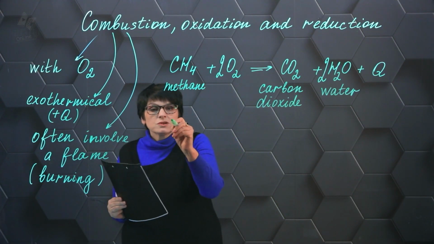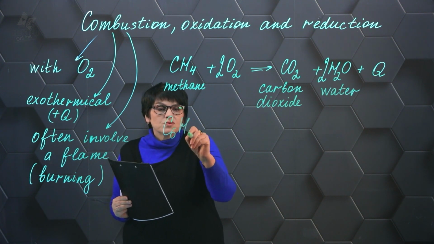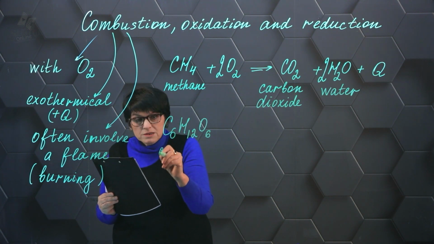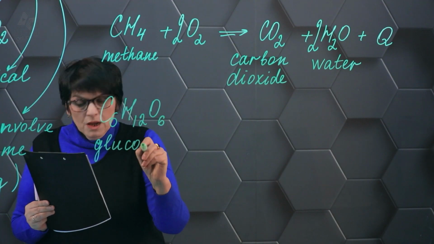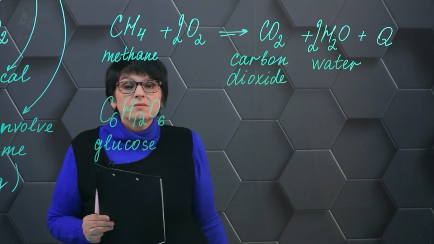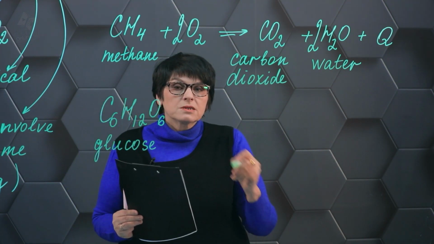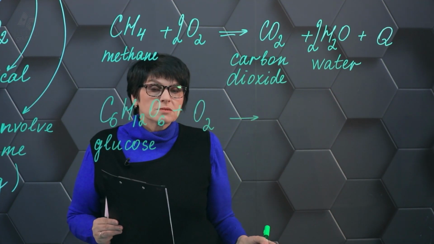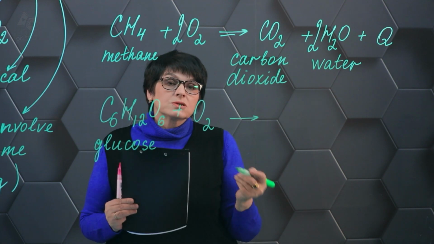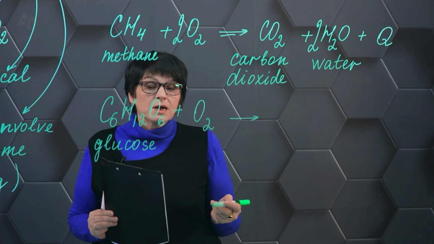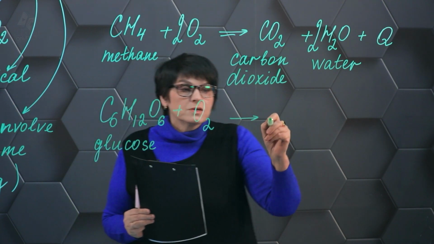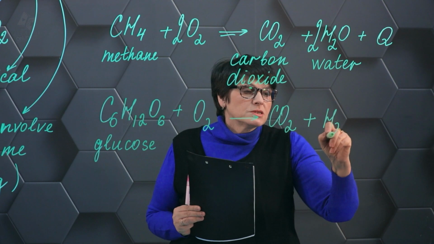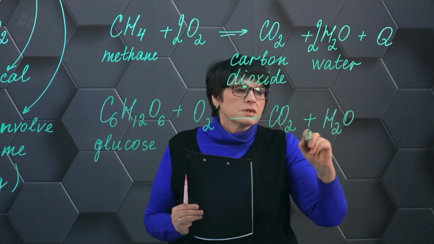But let's take another example. In this case, we'll also use the oxidation reaction. The substance I'm going to take is called glucose. Glucose is a substance that is a carbohydrate, and when it is oxidized, for example, inside our body, it doesn't burn, of course, but it can be oxidized by the oxygen that we inhale with the air. So in this case, we won't see a flame, but the same reaction products are formed: carbon dioxide, water, and of course heat energy.